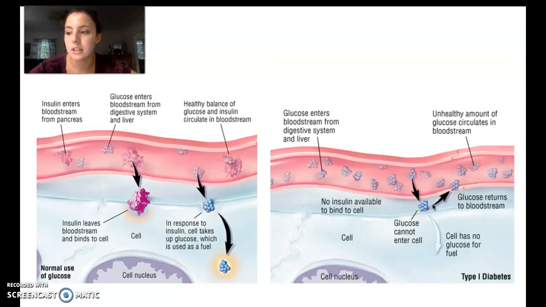And that leads to the symptoms of polyuria, dehydration, fatigue. The cells aren't getting enough energy that they need because of this. And it leads to an imbalance in blood regulation, and the kidneys are filtering the blood, creating more urine to try to get the glucose out of the bloodstream.